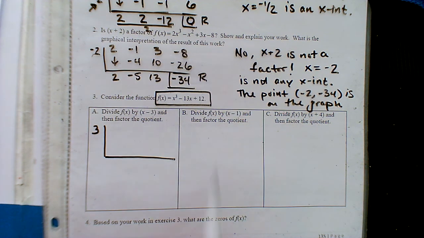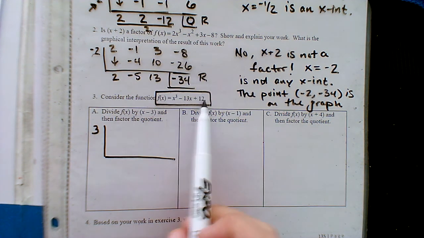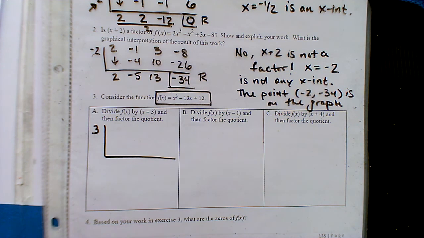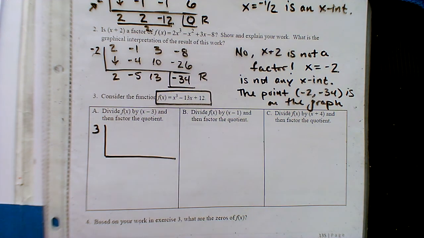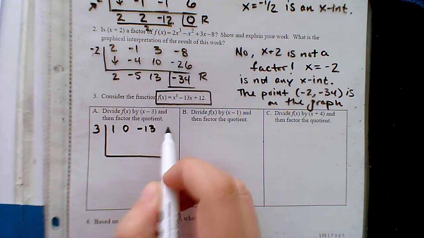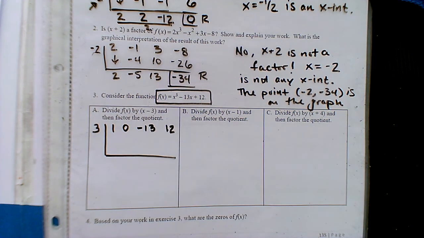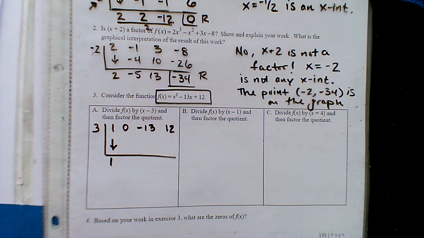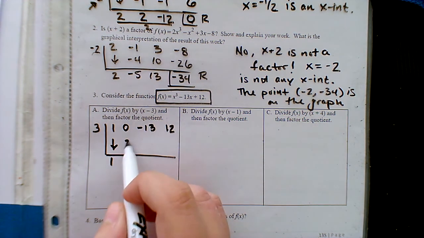And then for our coefficients, the powers of the polynomial are in order, but we're missing the power of 2. So we have to make sure we put in that placeholder of 0. Be careful with that. All right, let's drop the 1 and we'll see where synthetic division is going to lead us.